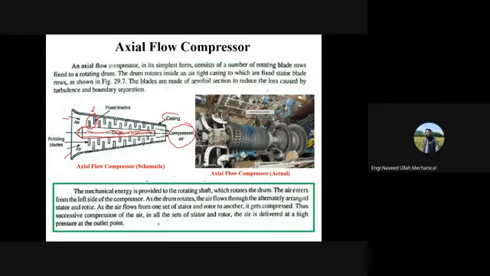Okay, and if you see here, there is a space between these two rows. That space is basically filled when you fix this rotor inside the casing. So this space is occupied by the fixed blades.